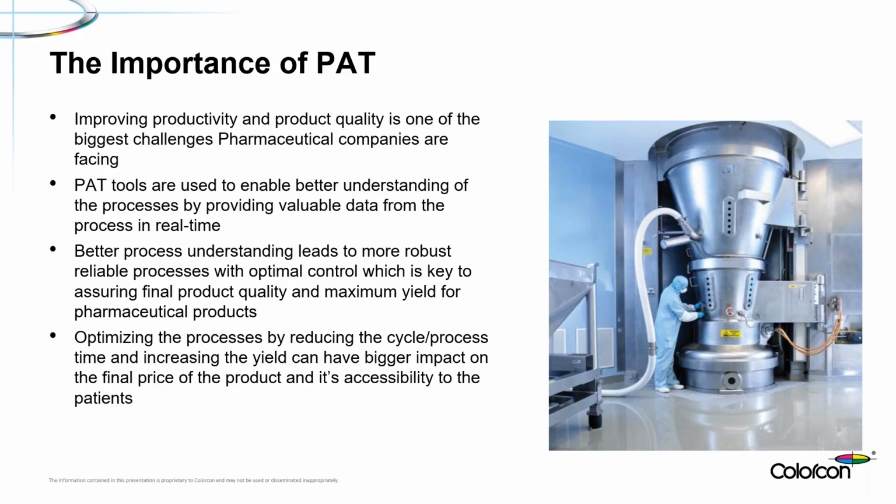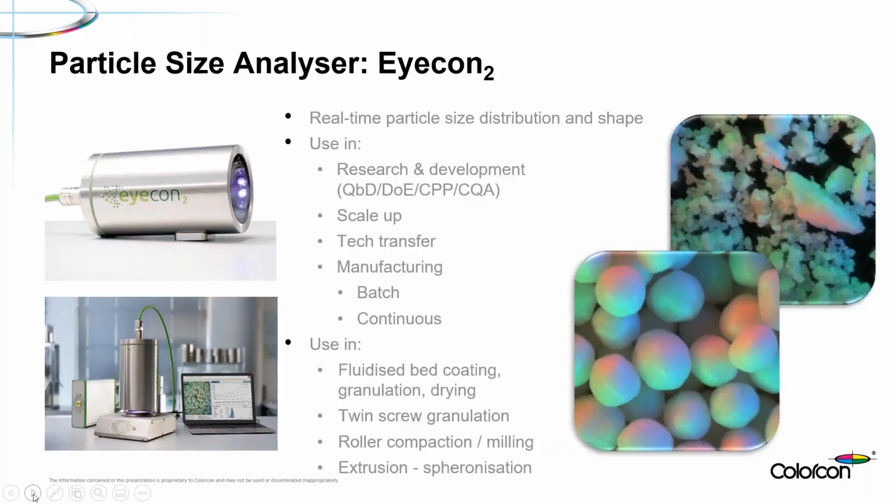So better process understanding ultimately leads to more robust and reliable processes, better yields, less waste, less cost. And this is something that PAT and of course selection of good quality, reliable raw materials all play into.